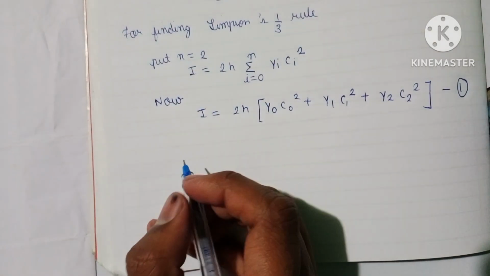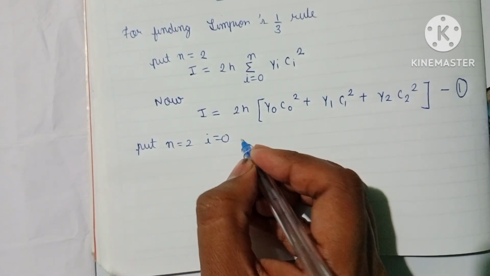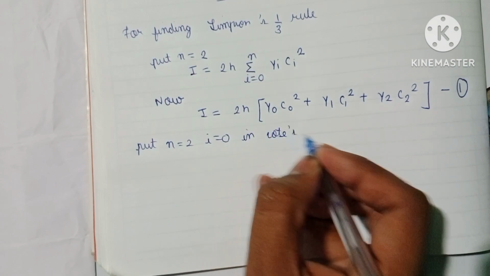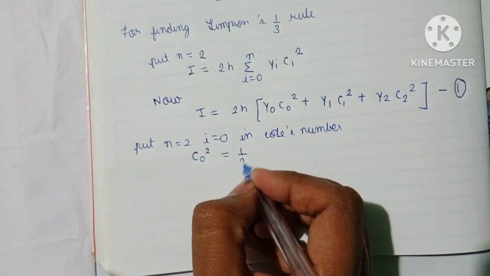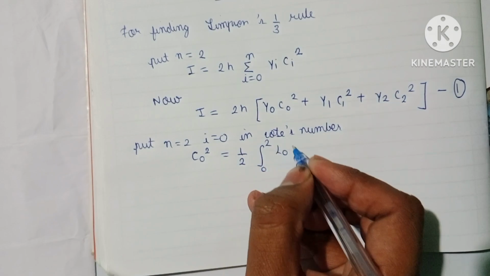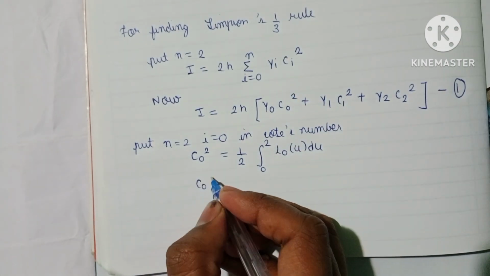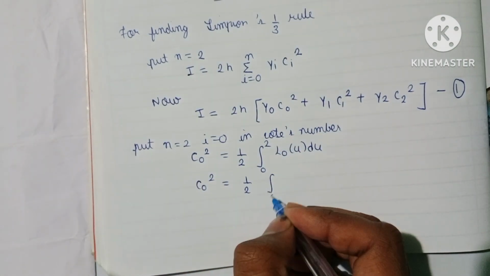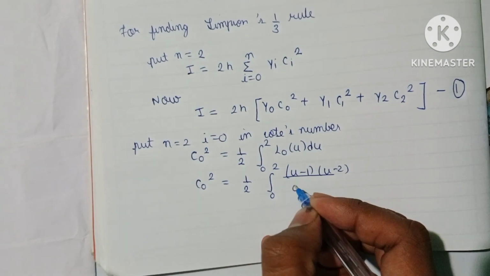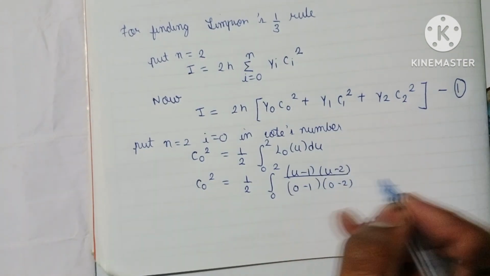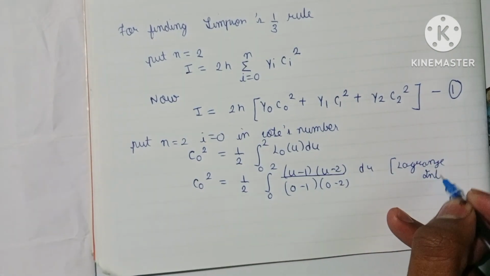This is just an elaboration of this. Now in the Newton-Cotes formula we put n equal to 2, i equal to 0, which gives C0^2 equal to 1 by 2 integral from 0 to 2 of L0(u) du. So C0^2 equal to 1 by 2 integral from 0 to 2 of (u minus 1)(u minus 2) upon (0 minus 1)(0 minus 2). This comes from the Lagrange interpolation formula.